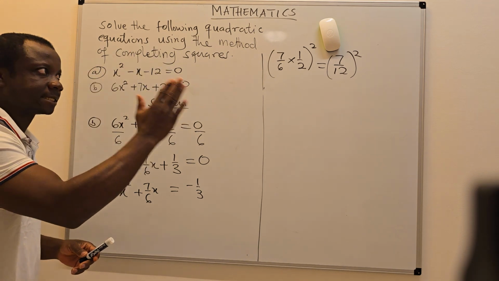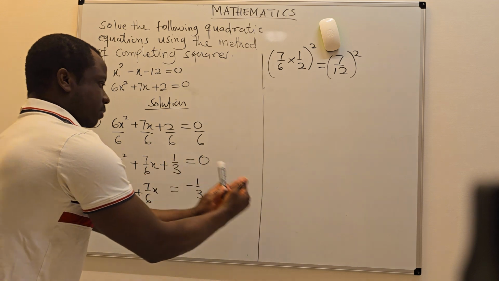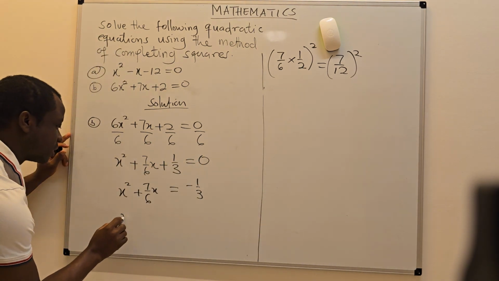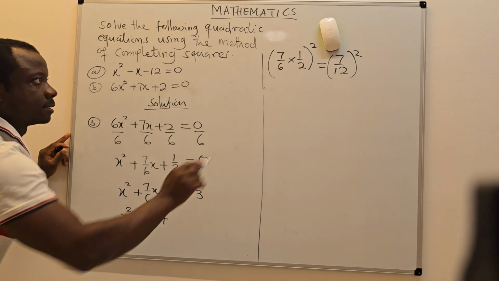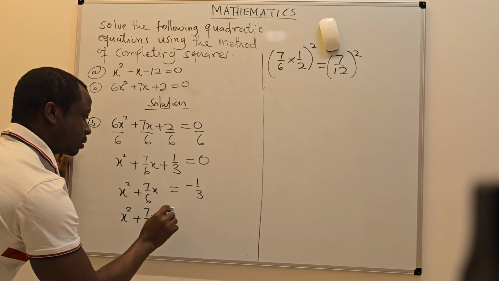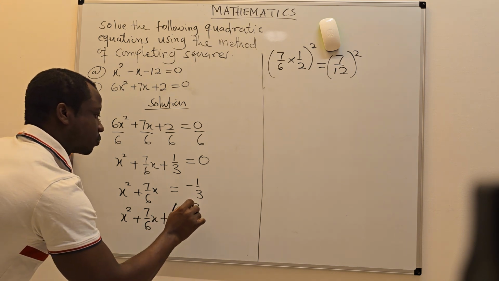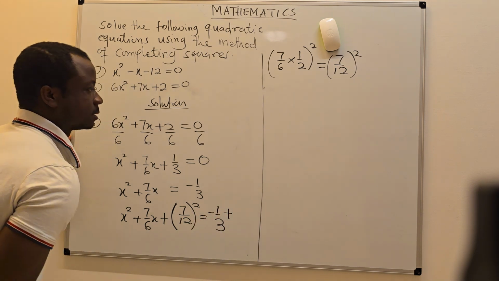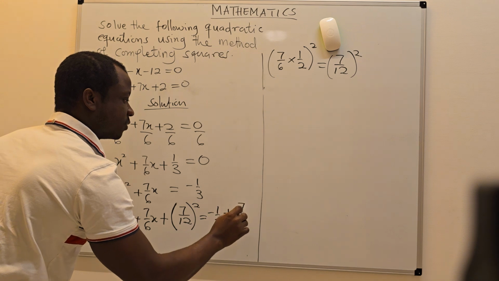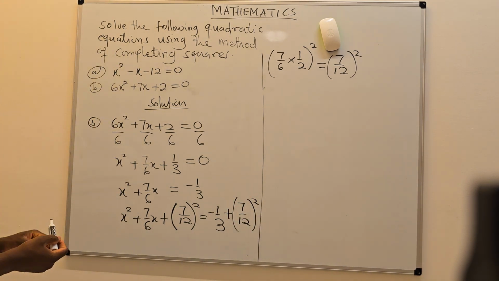We are going to add the whole term, this result, to both sides, the left side and the right side. So the left side is going to give us x squared plus 7 over 6x, and then plus 7 over 12 all squared, equal to negative 1 over 2 over 3, then plus the same thing, 7 over 12 all squared. Okay, now let's continue.